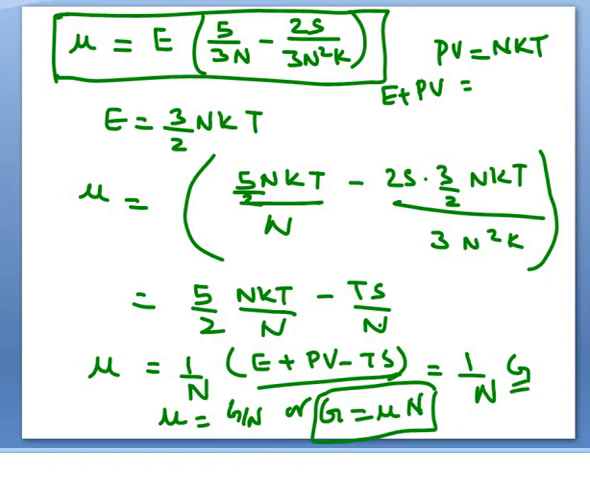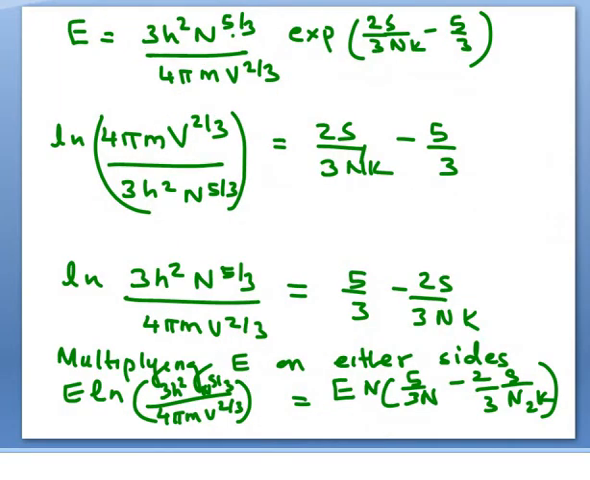So this expression is okay because you are able to derive the standard thermodynamic parameters from it. Now let us further do some analysis. Again let us write down E. Take the log. Then you will get 2s by 3nk minus 5 by 3. And then you simplify, you reverse it: 5 by 3 minus 2s by nk, because you are having an expression in that form.